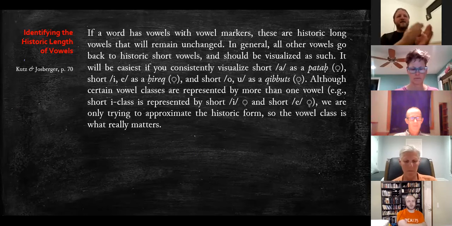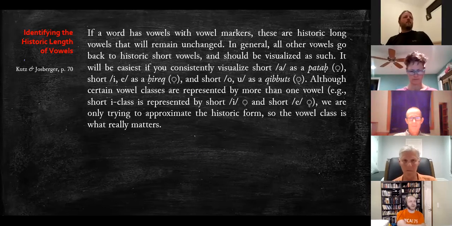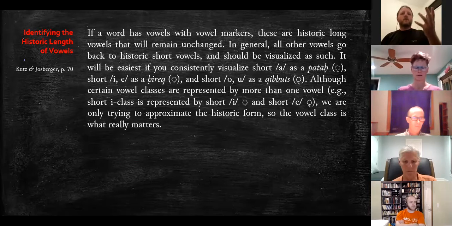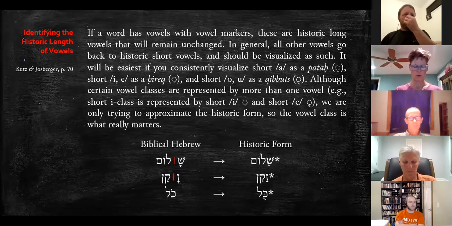If it's e, we say chirik. If it's a, we say kamatz. For whatever reason, that's how it works out with us. Although certain vowel classes are represented by more than one vowel. For example, short i class is represented by short i and short e. We are only trying to approximate the historic forms of the vowel classes, which is what really matters. So don't be sticklers and pedantic. We're trying to theorize, so don't be too hard on yourself.